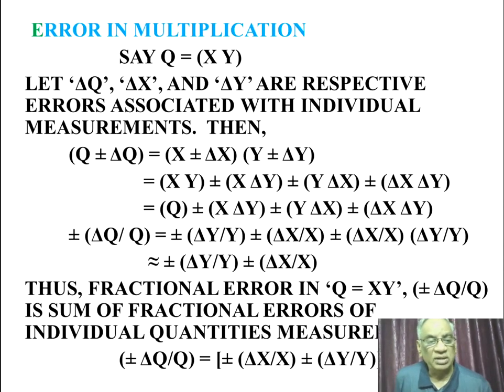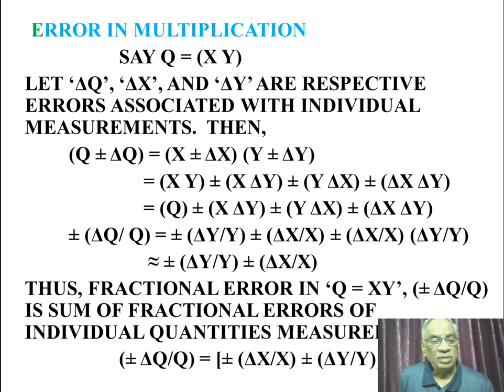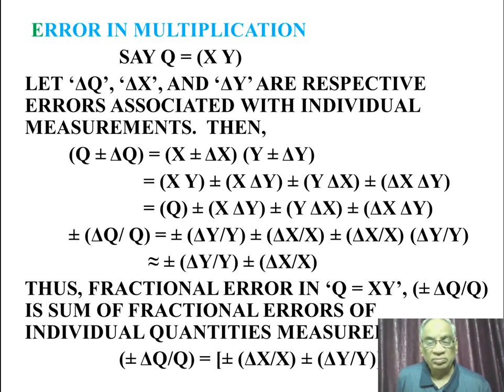So approximately we can say plus or minus delta q by q is given by plus or minus delta y by y plus or minus delta x by x. Again, plus minus signs are used to arrive at the maximum and minimum errors associated with the measurement of q through the measurements of parameters x and y. Here, it is not the error directly, but a fractional error. Delta q by q is the fractional error associated with the term q.